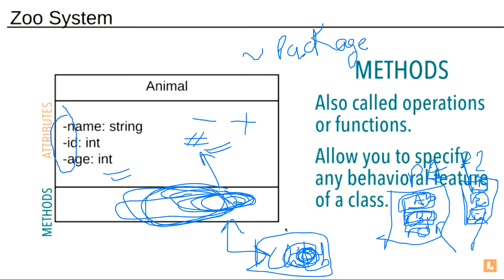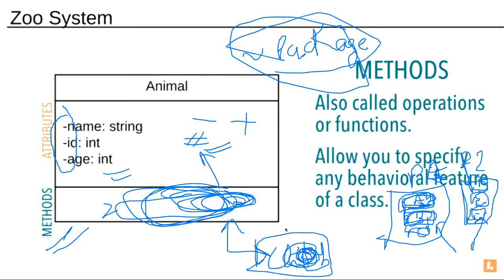This package visibility means, if in class A some of the data members or attributes or methods have the package visibility, and you put the package sign in front of name, it means name can be accessed only by those classes which are inside package A. Got it? So these are the visibilities.